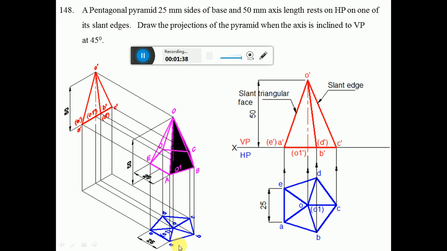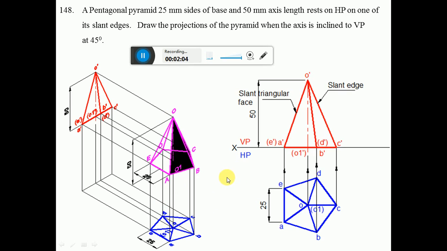Now, when you look from the top view, O is at the center. OA is joined, OB is joined, OC is joined, OD and OE. So we have to join from O to A, O to B, O to C, O to D and O to E. When you look from the top view, O is near to the observer, so it is visible. O1 dash is away from the observer, so it becomes invisible.